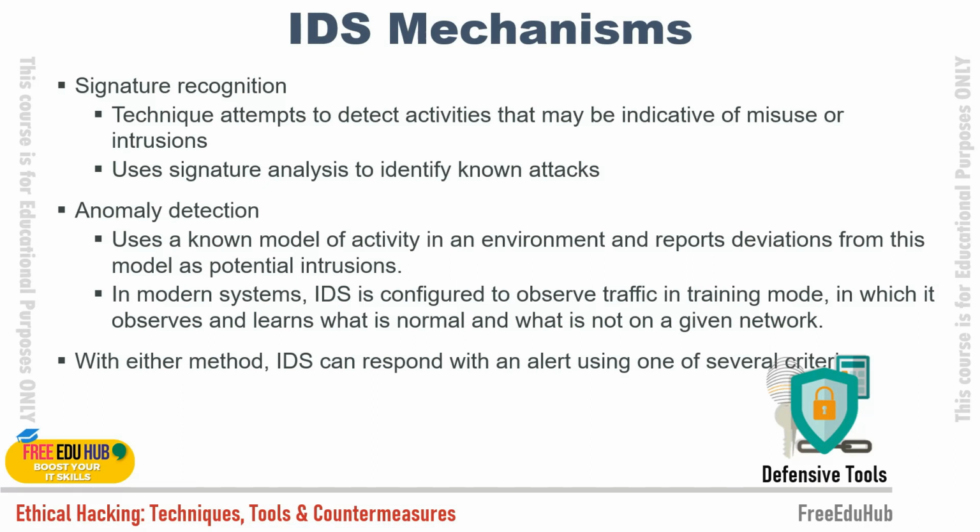Signature recognition is also known as misuse detection. The technique is used by intrusion detection systems to identify known attacks or activities that indicate misuse or intrusion. The intrusion detection system is programmed to analyze the signatures or patterns associated with known attacks in an information system or network. For example, an intrusion detection system monitoring a web server may be configured to detect the presence of a string, for example a PHP file, which could identify a common gateway interface, which is a CGI, or a program attack, etc.